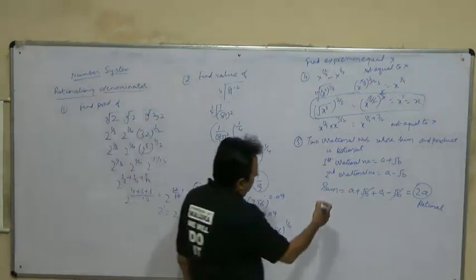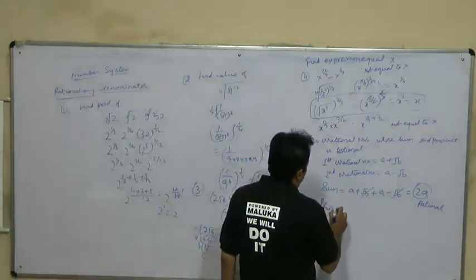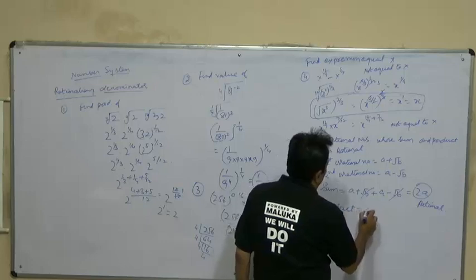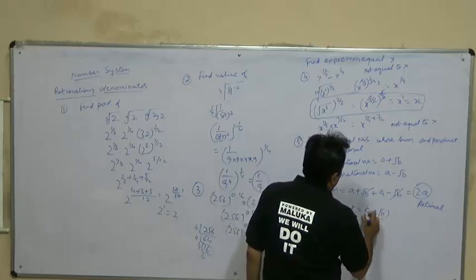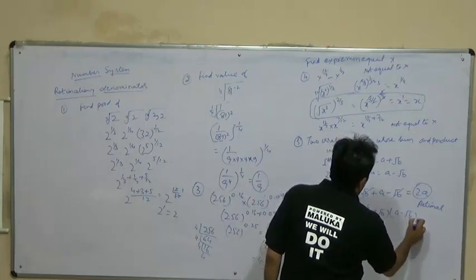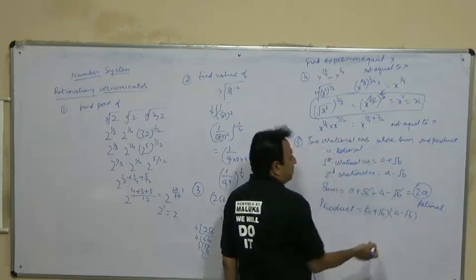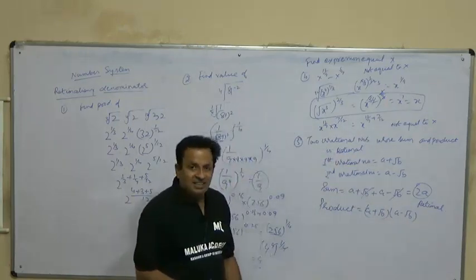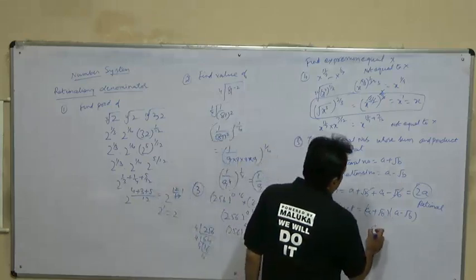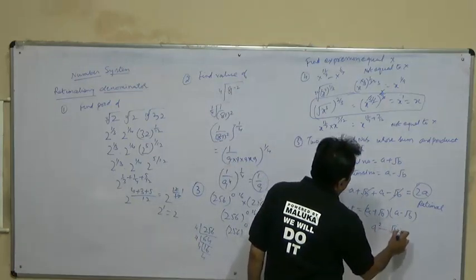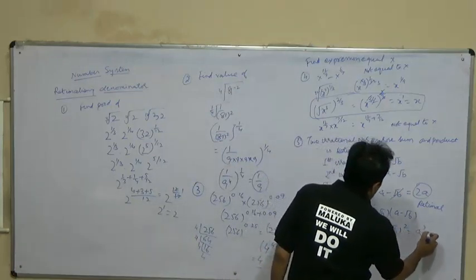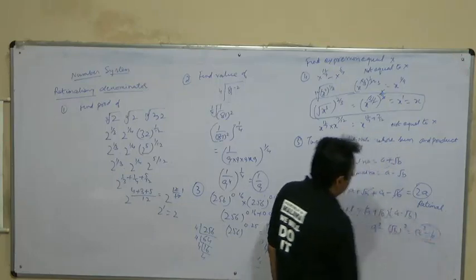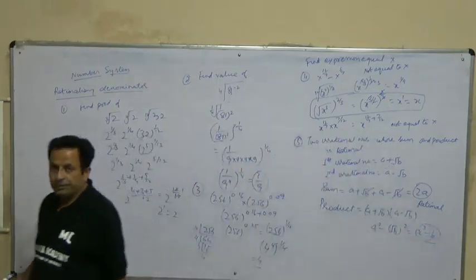Then we check the product. What will be the product? The product will be a plus root b times a minus root b. This comes out to be a square minus root b square, which is a square minus b. So this will be the result.